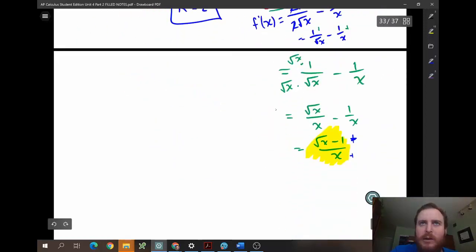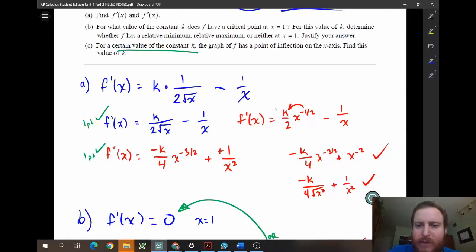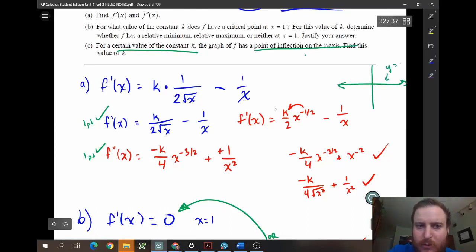Okay, now for C. C says for a certain value of k, so this is a new value of k, so we're not at k equals 2 anymore, the graph of f has a point of inflection on the x-axis. So the x-axis is, right, whenever y equals 0. And we want to find this value of x. So that's whenever y equals 0, or the original f of x equals 0. This is a very tough question, actually, for C.